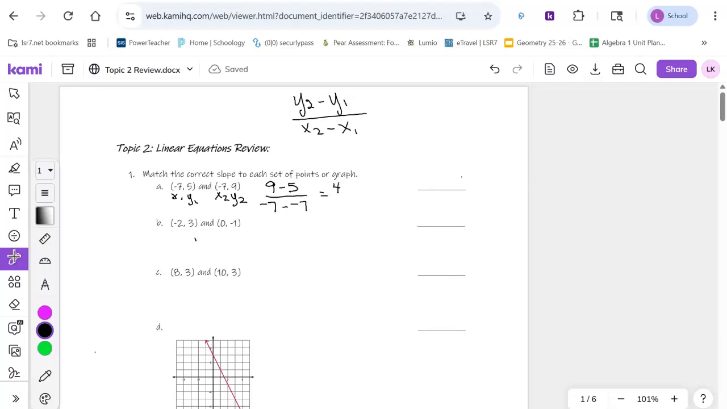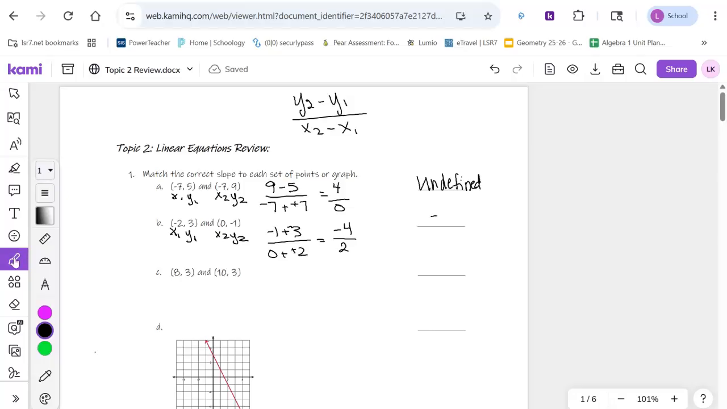9 minus 5 is 4. Negative 7 minus negative 7. Remember, you keep, change, flip. So that would be 0. Anytime 0 is on bottom, it is undefined. You need to make sure you know that. Okay, so B. x1, y1, x2, y2, negative 1 minus 3 over 0 minus negative 2. Keep, change, flip. So then I'd have negative 4 over, keep, change, flip, 2.